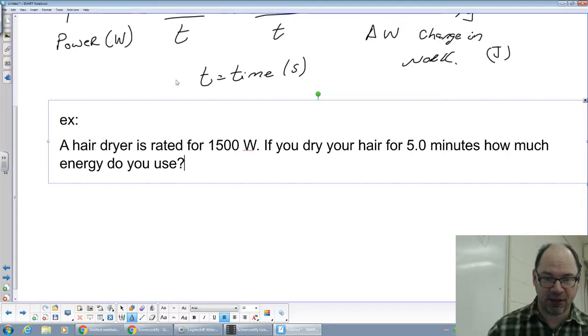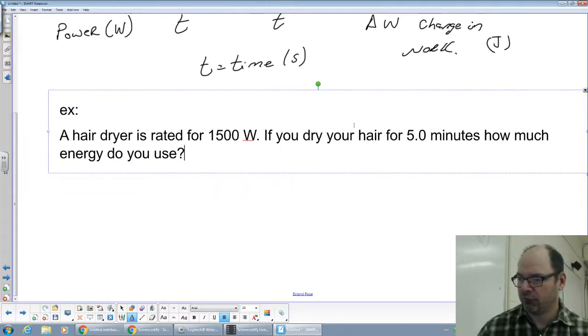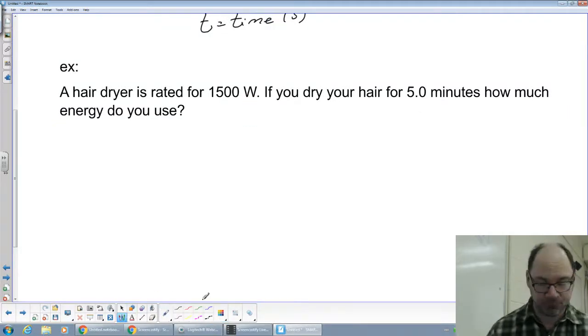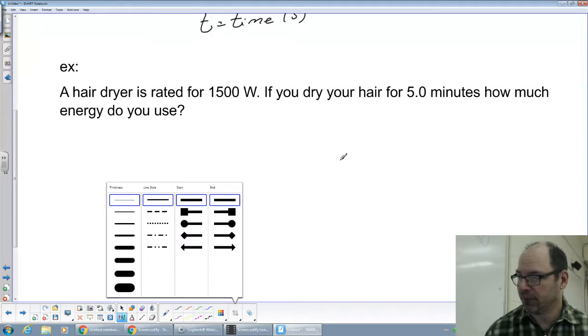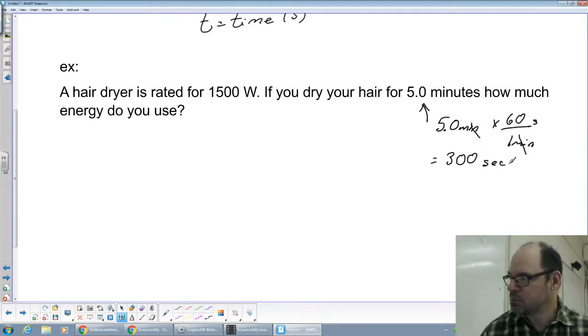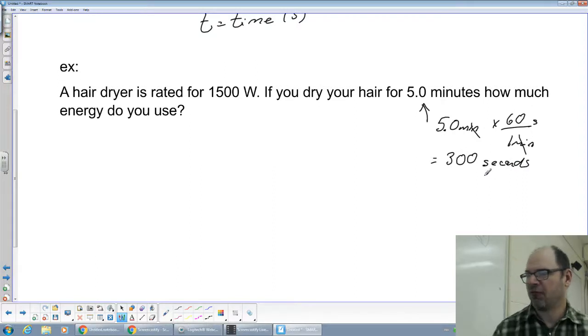So this is pretty simple. We're just a straight application of the power formula. We've got the power given to us. We've got the time given to us. Okay, the thing we have to be careful of here, if we're calculating this out, is this is in minutes. So 5.0 minutes times 60 seconds in a minute to change it to seconds. So that's 300 seconds. Okay, so we have to be careful with that, and that's our time.